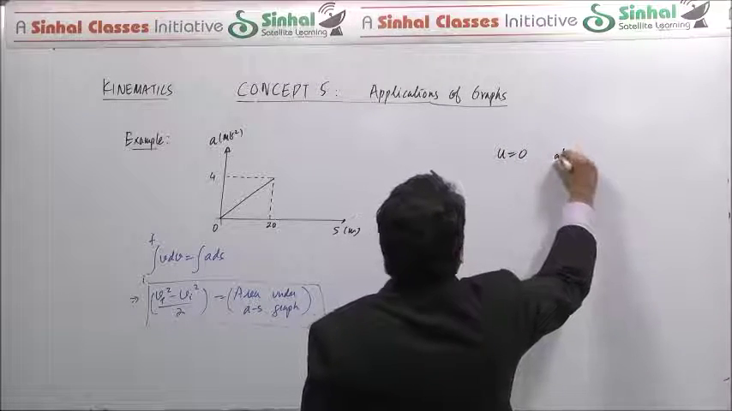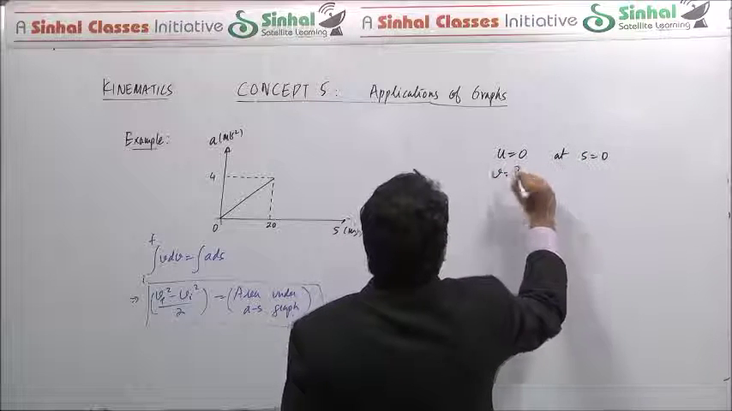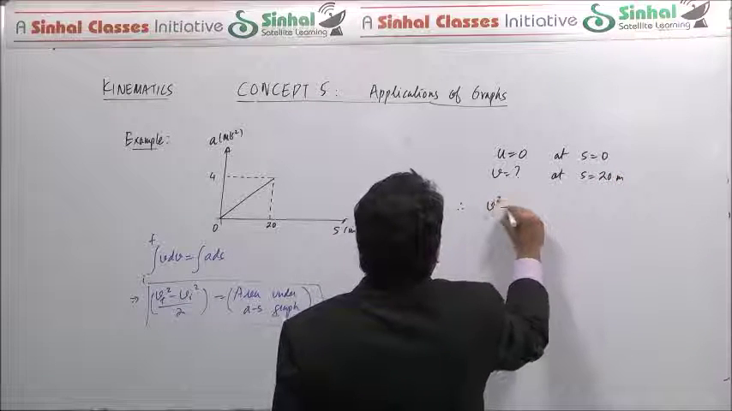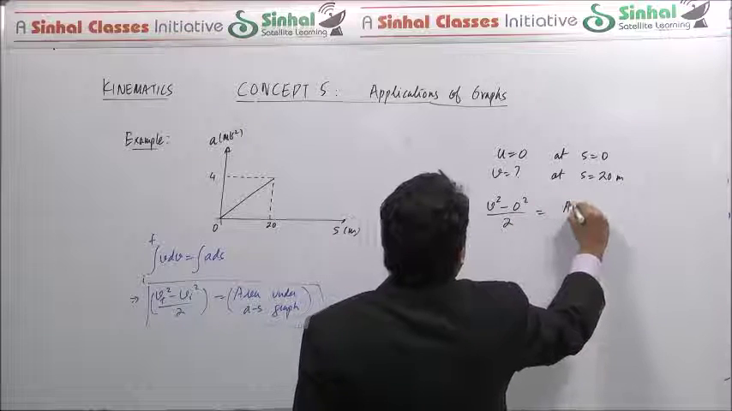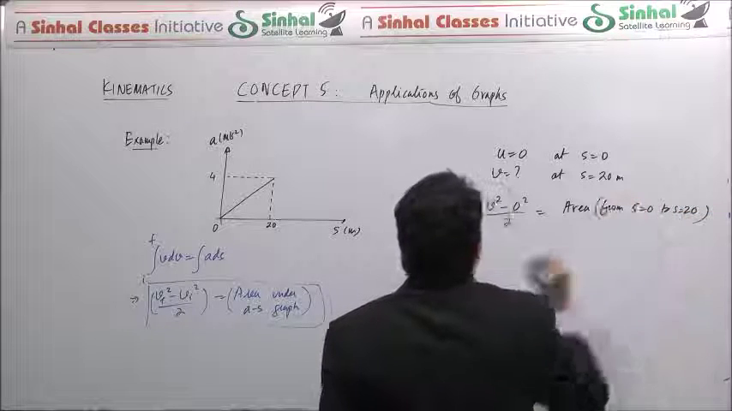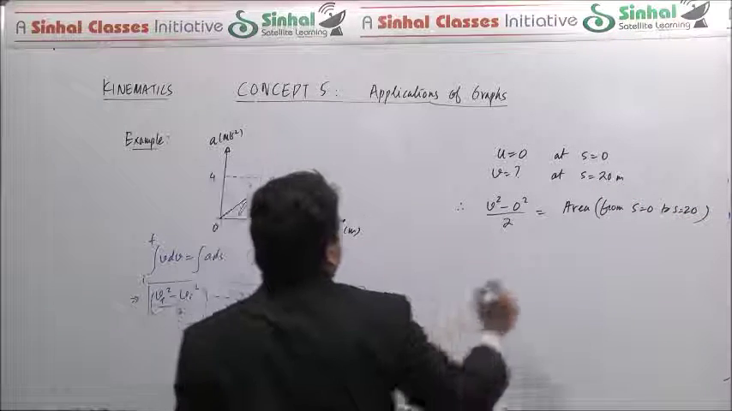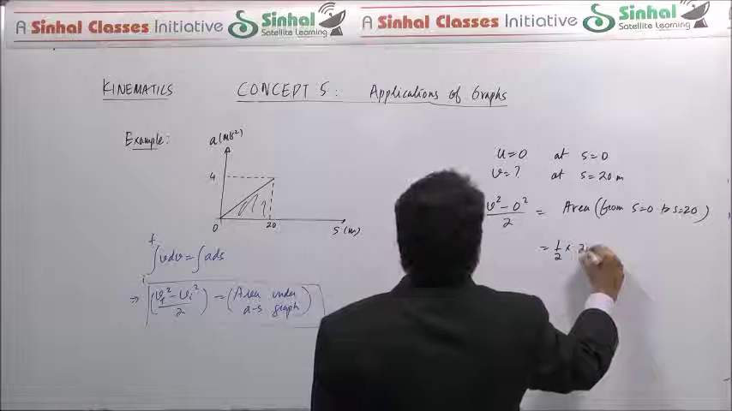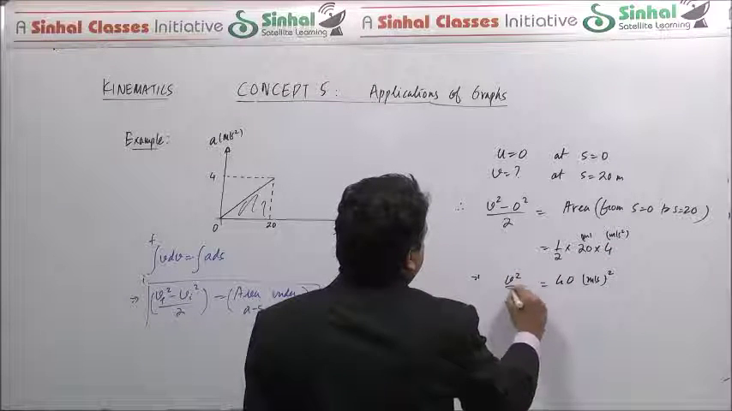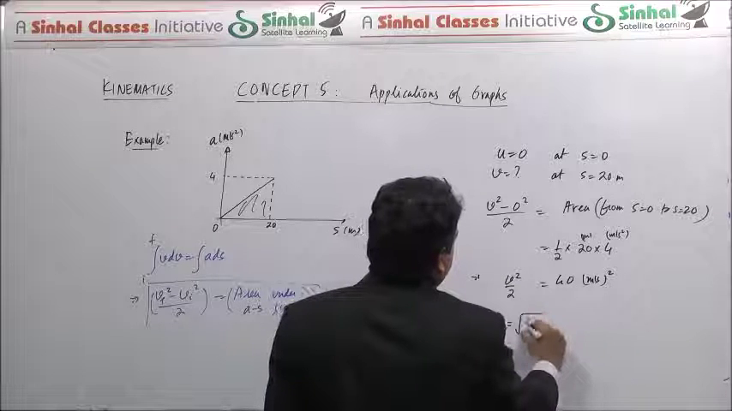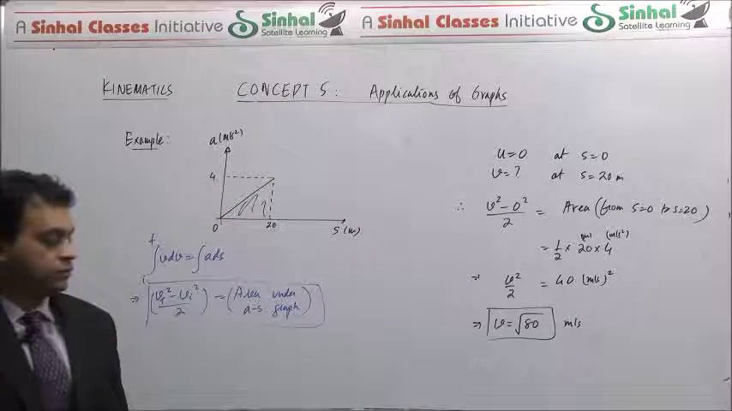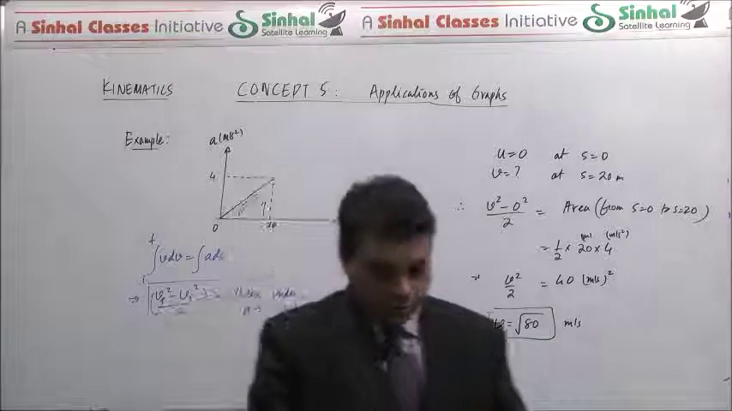u is equal to 0 at s equal to 0, and we want to find v at s equal to 20 meters. Therefore, v square minus u square by 2 is the area from s equal to 0 to s equal to 20. So that is this area, which is half of the base times the height, in meters per second squared. So that becomes this one. So another important question for you there.